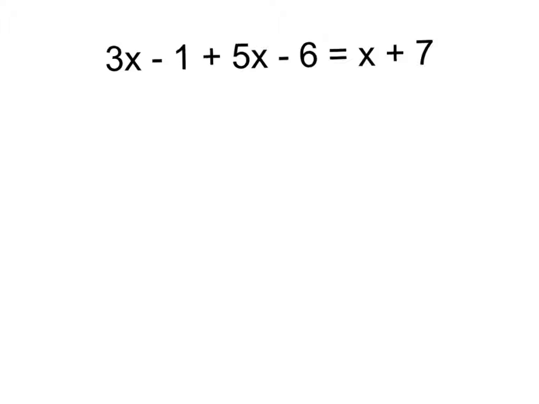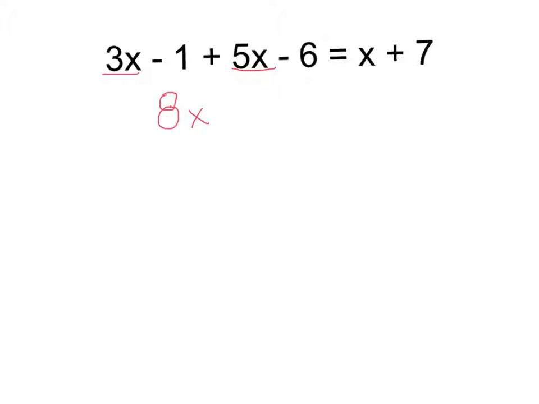Okay, hopefully you have gone through and worked on this. If I was going to do this particular problem, the very first thing I would do is simplify the left-hand side. I see I do have some things that I can combine. I have a 3x and a 5x. 3x plus 5x gives me 8x.